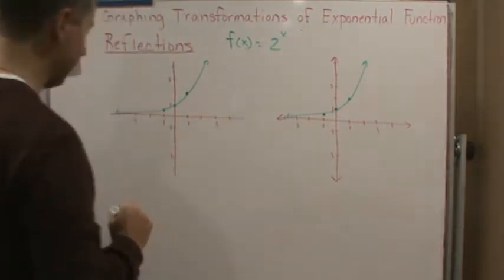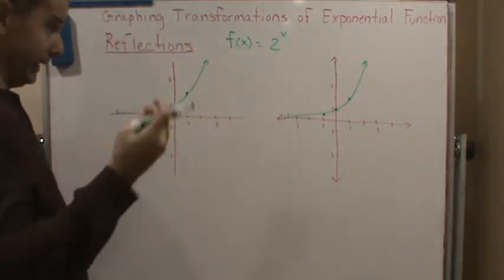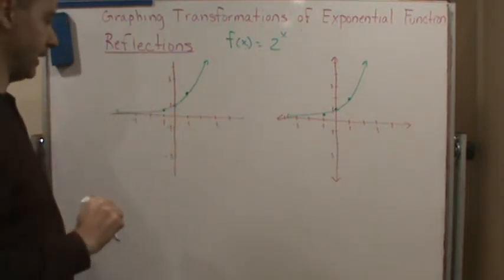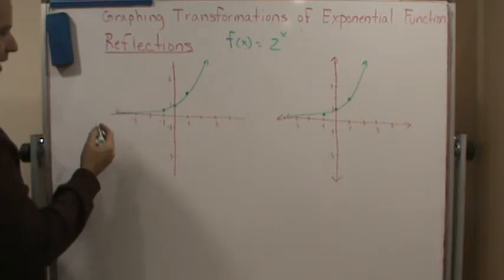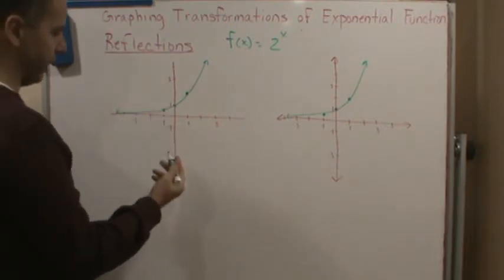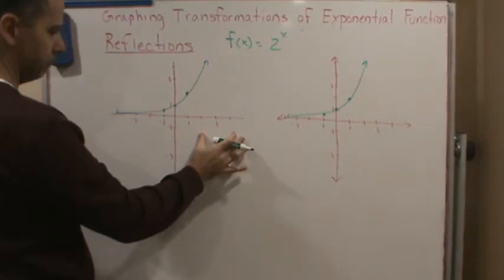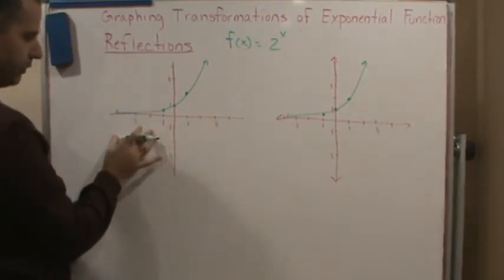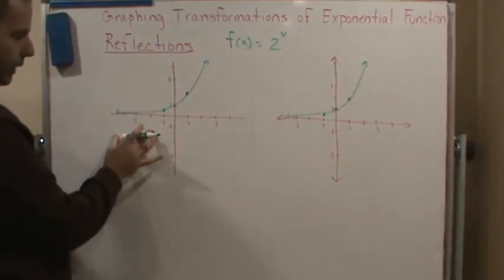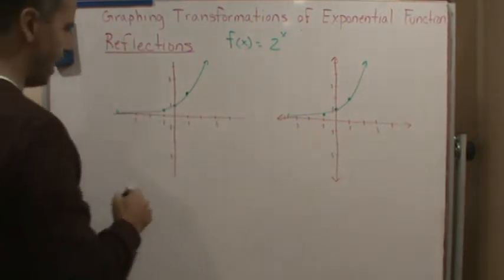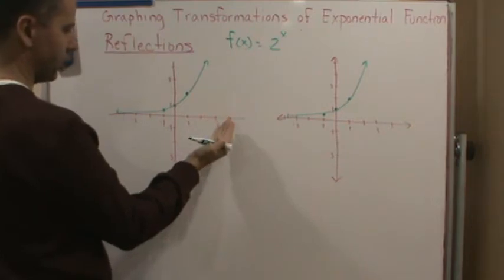If I'm multiplying by -1 inside the function, that means I'm dealing with x. I'm multiplying x by -1. So what happens if I multiply x by -1? Well, all of these x values become negative, and all of these x values become positive. So what happens? It flips across the y-axis. So that means it's a reflection across the y-axis.